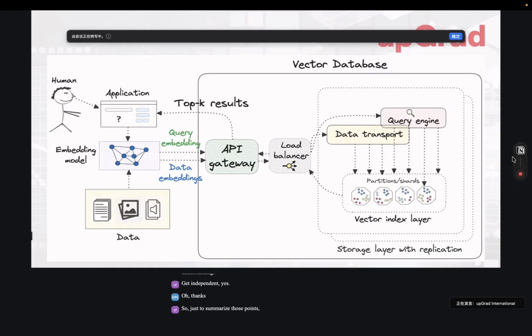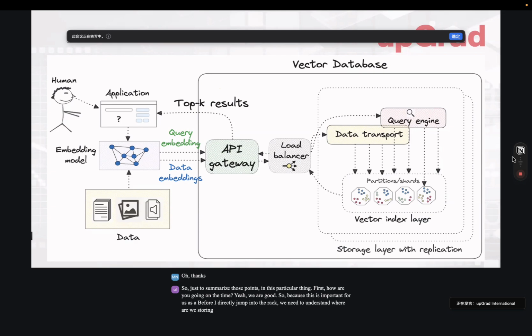in this particular thing, first, how are we going on time? Yeah, we are good. Because this is important for us before I directly jump into the RAG, we need to understand where we are storing, right? So that's why we spent at least 30, 40 minutes on this. Then here, just to make sure before we go into retrieval augmented generation, how they are fitting into it.